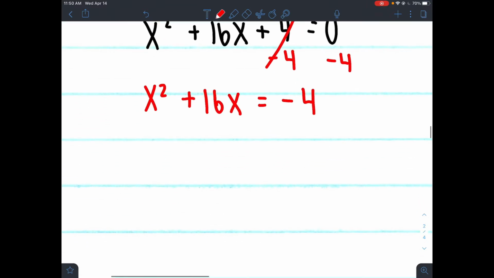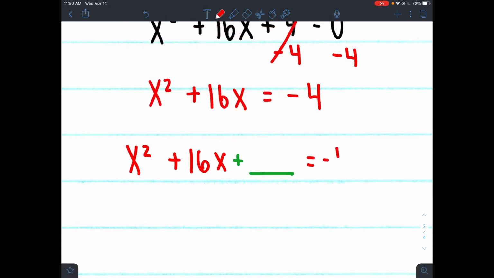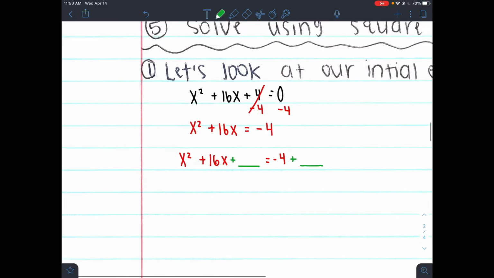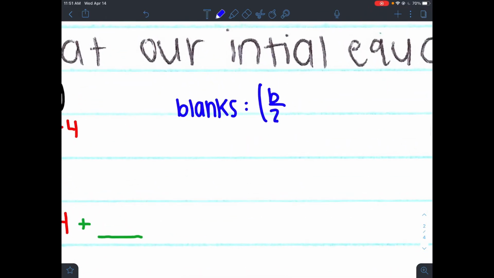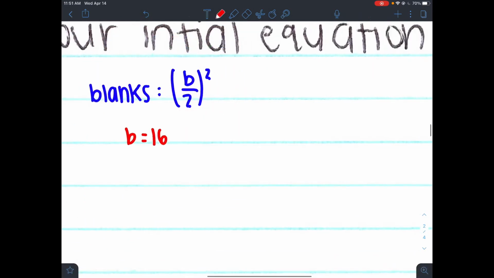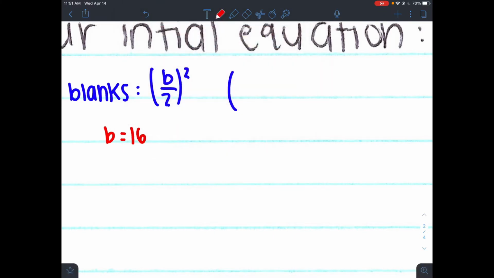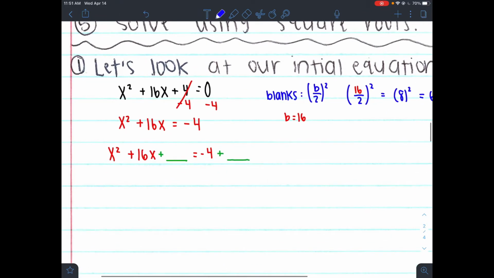The next step is you create the blanks. So I have x squared plus 16x plus blank equals -4 plus blank. Now, that blank is going to be the same number on both sides, you just don't know that number yet. To get the blanks, remember you're going to do b divided by 2 squared. Okay, well, what is your b value in this problem? Your b value in this problem is 16. So you're going to plug in 16 for your b. So we have 16 divided by 2 squared. Well, 16 divided by 2 is 8, and 8 squared is 64. 64 goes in your blanks.